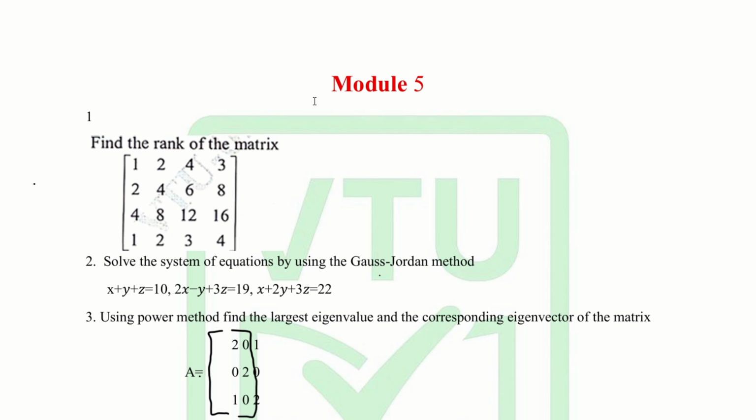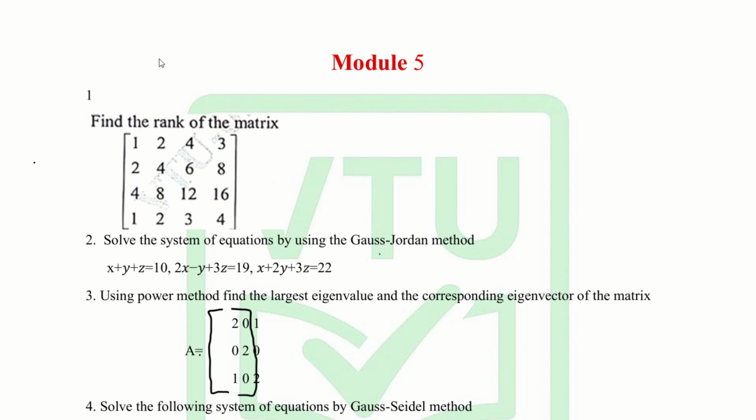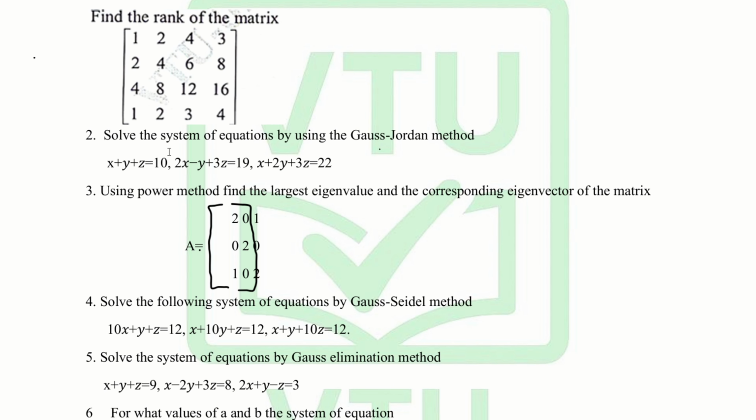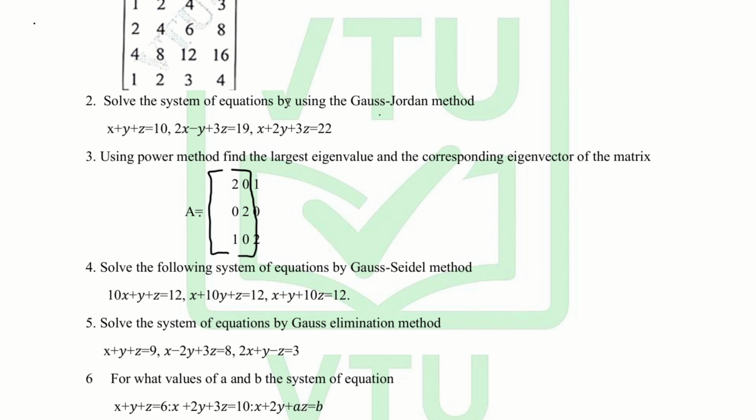And the last module, fifth module, in that the first question is find the rank of the matrix. The given matrix is 1 2 4 3, 2 4 6 8, 4 8 12 16, 1 2 3 4. The second question is solve the system of equations by using the Gauss-Jordan method. The equations are x plus y plus z is equal to 10, 2x minus y plus 3z is equal to 19, x plus 2y plus 3z is equal to 22. In the Gauss-Jordan method they may ask some different equations, you may have to practice it.